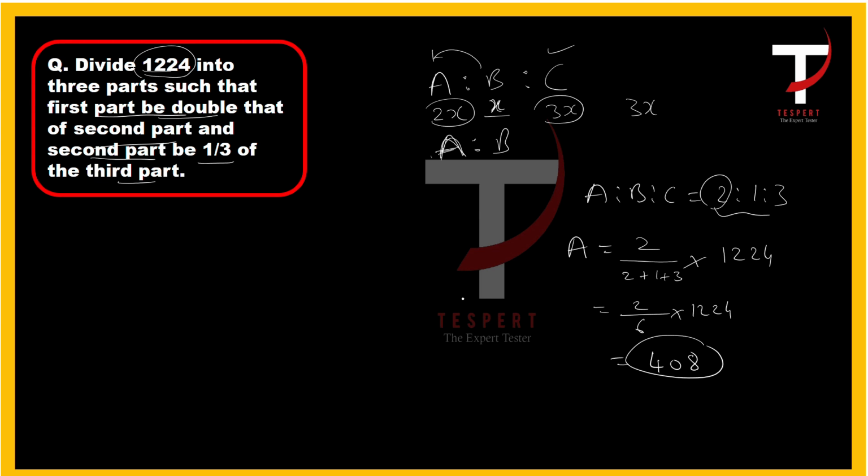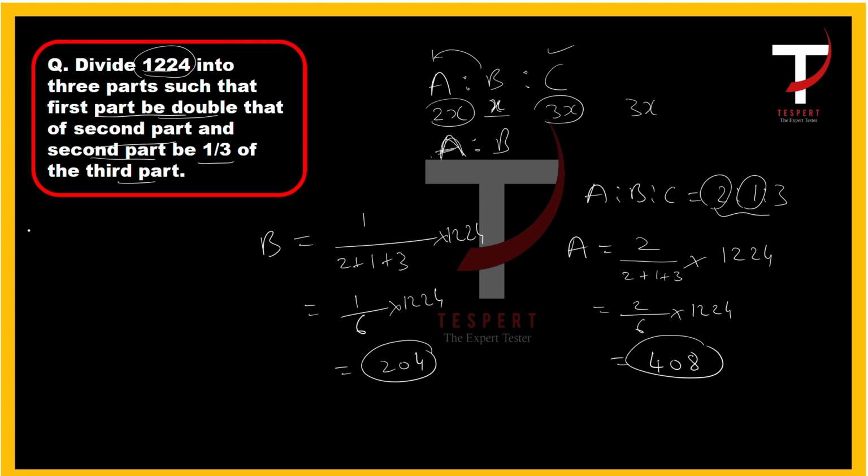And calculate for the second one, calculate for B. What is B's part here? 1 by total parts, 2 plus 1 plus 3, into 1224, right? So 1 by 6 into 1224, that is equal to 204, right?